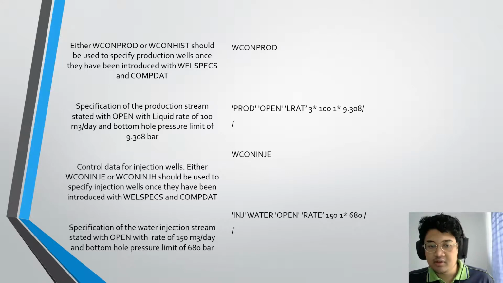Next, WCONINJE is the control data for injection wells. For this case, WCONINJE is used rather than WCONINJH due to the prediction or strategy rather than the history for the coding section. The specification of the water injection stream are stated with OPEN with rate of 150 meter cube per day and water hole pressure limit of 680 bar based on the case study.